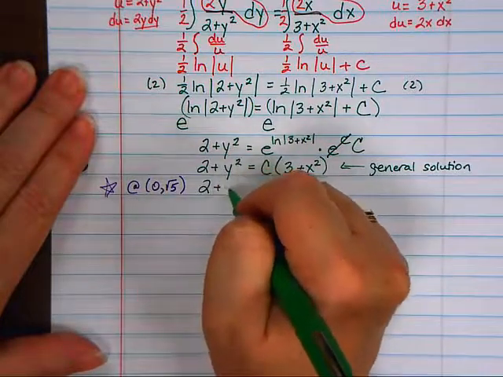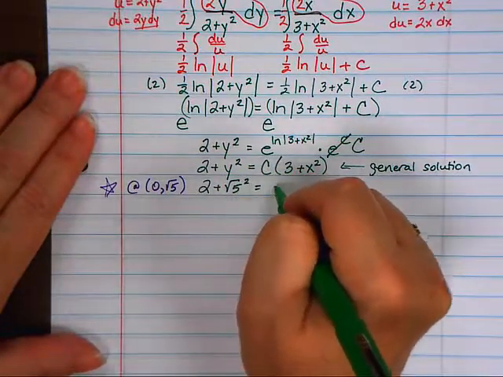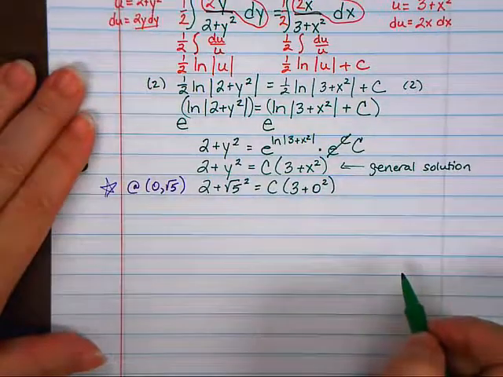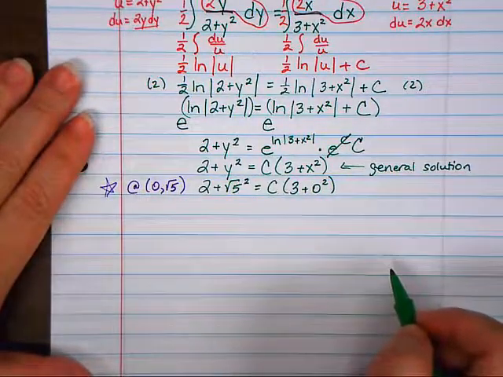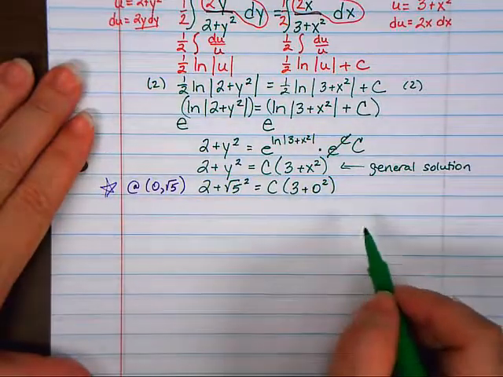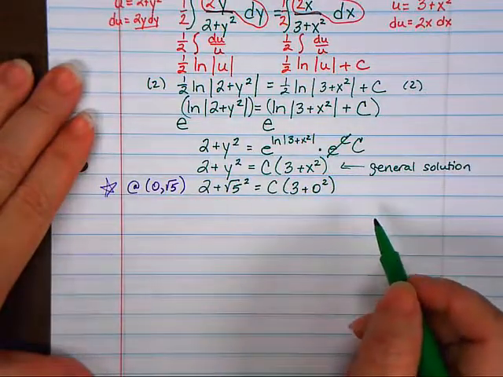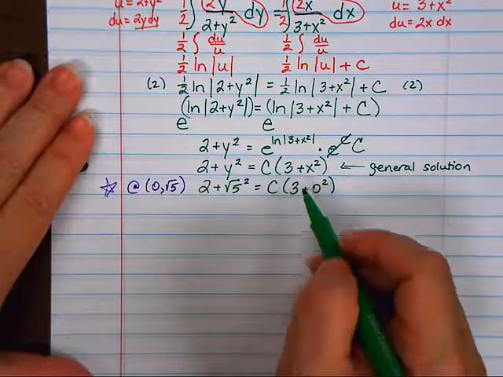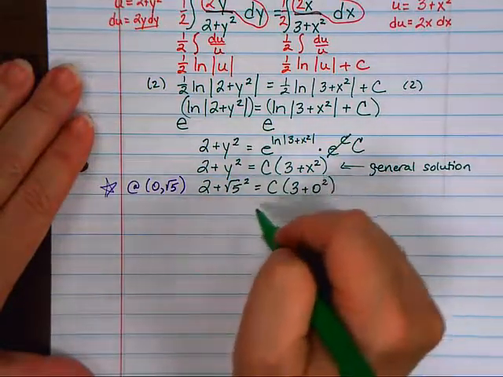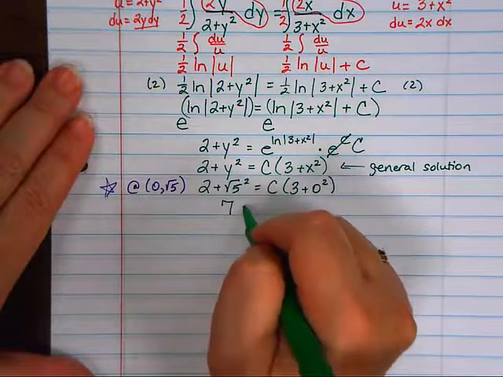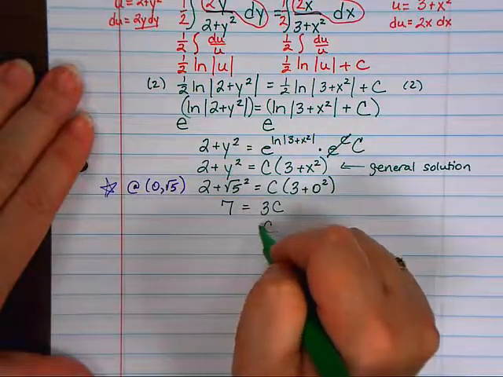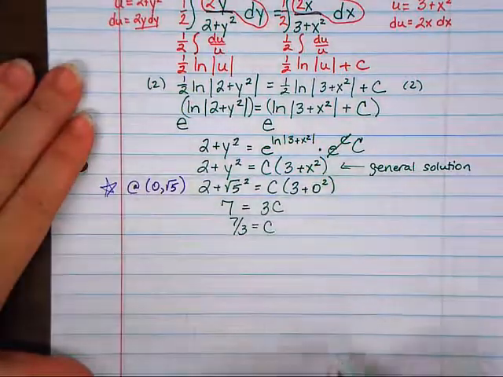So 2 plus the square root of 5 squared equals C times 3 plus 0 squared. Once you start plugging in values, C can no longer absorb anything. You are actually trying to find C. I can't say C times 3 is just another C. I can't do that. Not anymore. So this side is going to be 7 equals 3C. So C equals 7/3.